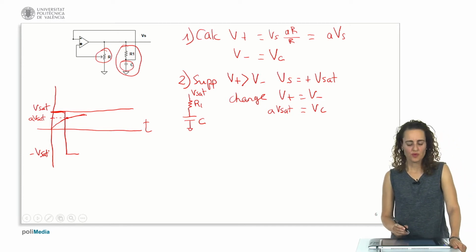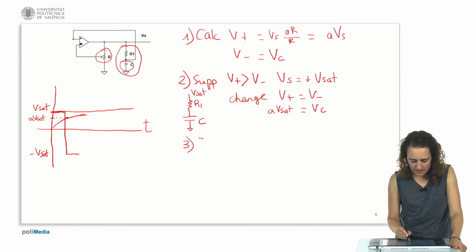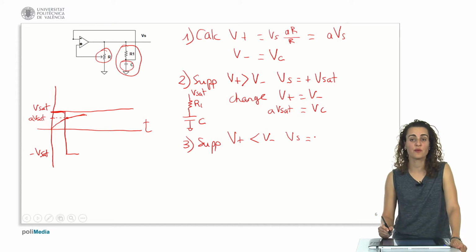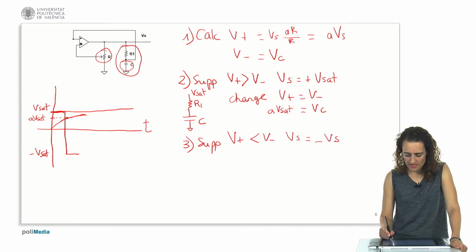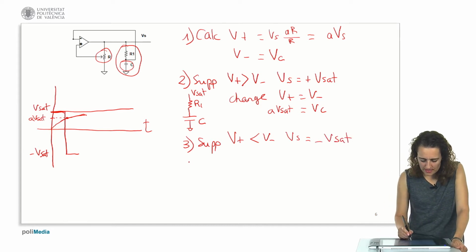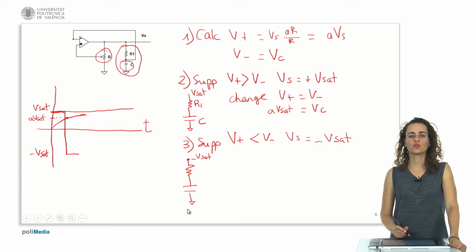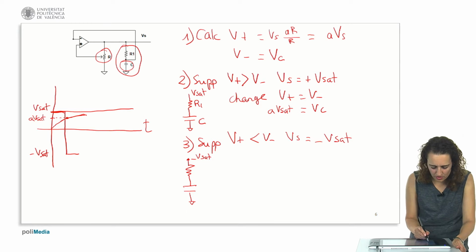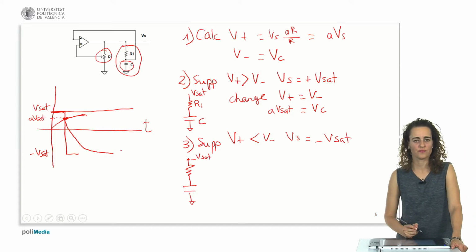Then, let's suppose we are in the second state. V plus now is lower than V minus, and the output of the operational amplifier is minus Vsat. So in this case, the capacitor is connected to a voltage which is now negative. This will lead to the discharge of the capacitor, from the final point, until minus saturation voltage.